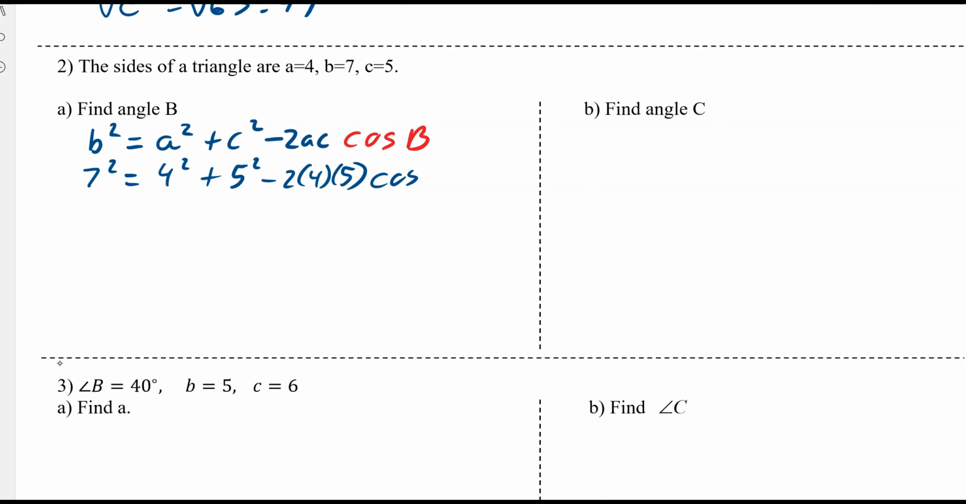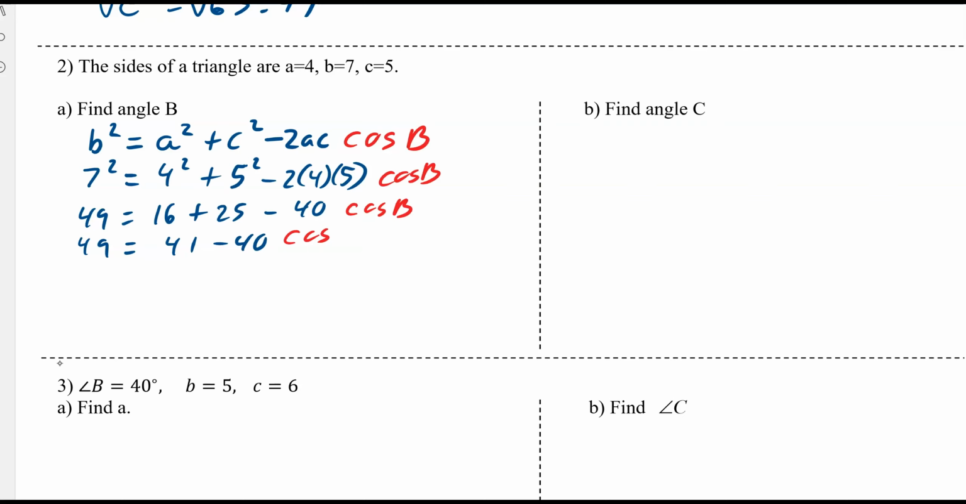Write it in red, cosine B. All right, so we can't just add these across like we did before. So 49 equals 16 plus 25 minus 8 times 5 is 40 cosine B. And so this is 49 equals, and that would be 41. Okay, so you don't want to subtract these. That's a common error, is to subtract these. This 40 is attached to cosine B.